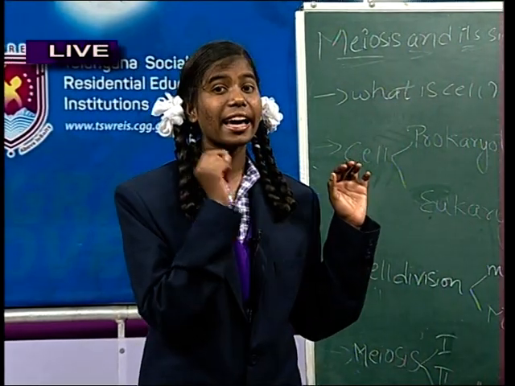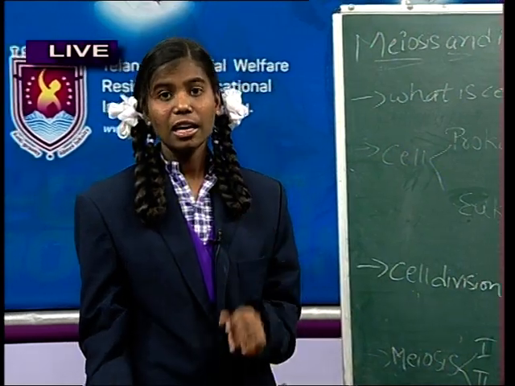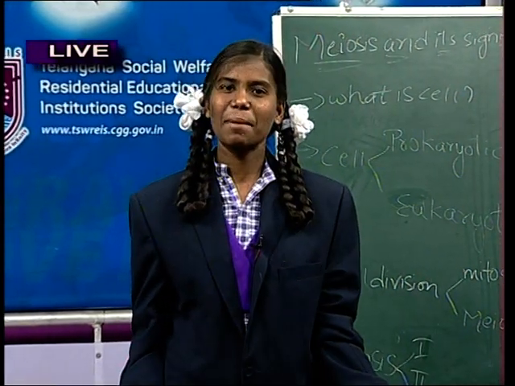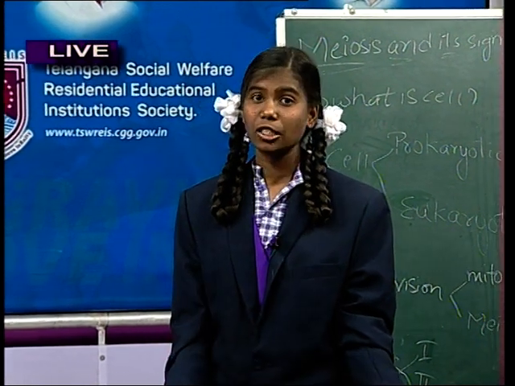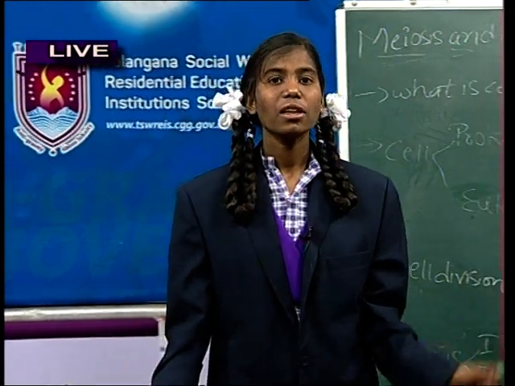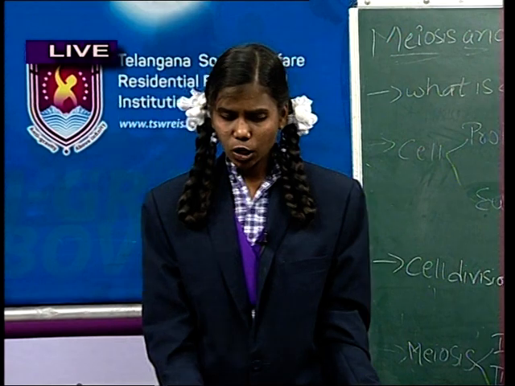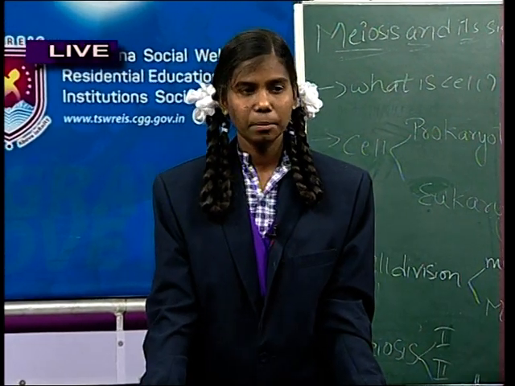Another thing, friends: when the crossing over occurs, an X-shaped structure is formed. That is called chiasmata. Friends, are you following me? The X-shaped structure is called chiasmata. So, now we have completed pachytene.